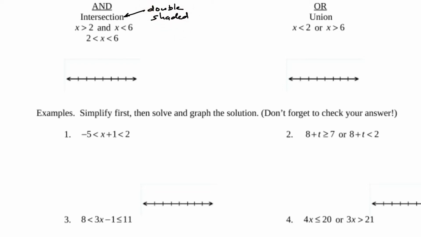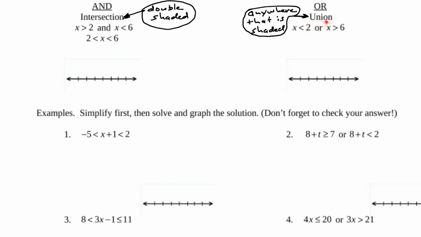Also up here at the top, we have the word or. We have an inequality connected with the word or. So this is x is less than 2 or x is greater than 6. For a union, what we want to look for is anywhere that's shaded. So again, for the union, we're going to be looking on the number line for any part of the number line that ends up being shaded.